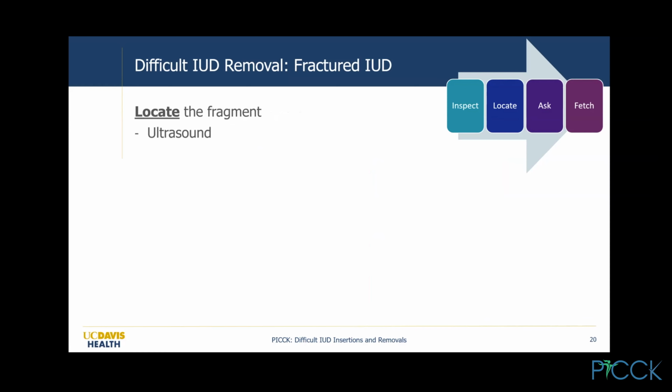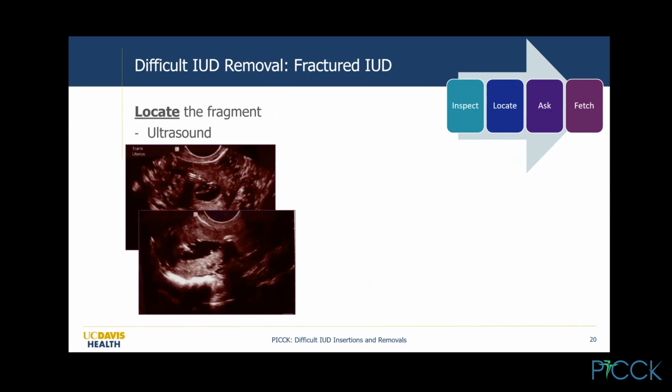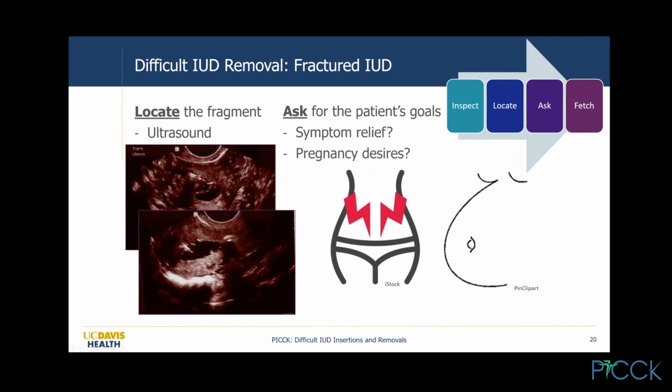Most of the time, ultrasound will help you with this. This is a case that we had where an arm had broken off the IUD, and we found it was embedded in the anterior wall of the uterus near the fundus. In this case, you'll need to ask the patient what their goals might be. Is it for symptom relief? Is it for pregnancy desires? Because depending on the location of this fragment, it may not interfere with those goals, or those goals may require that you go find it.